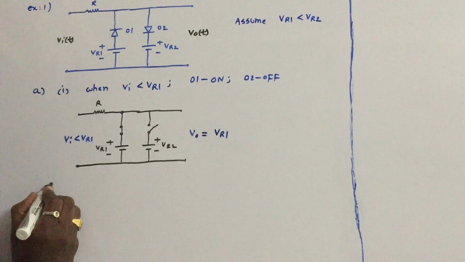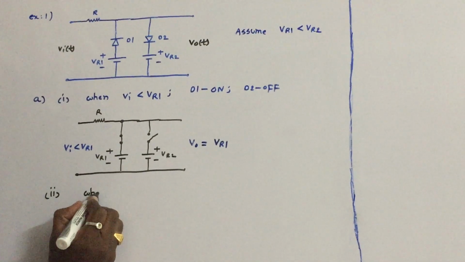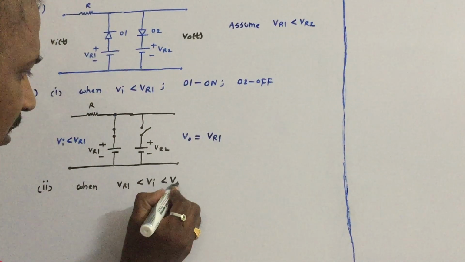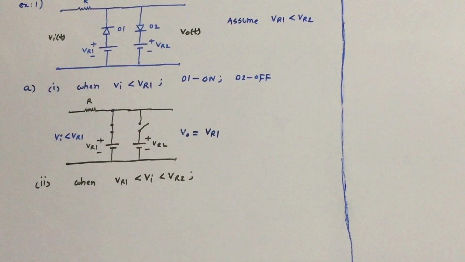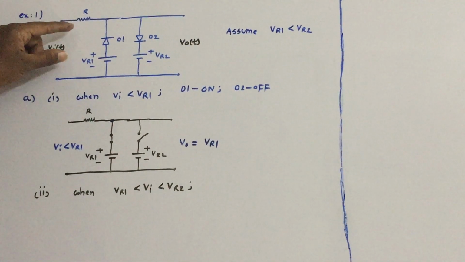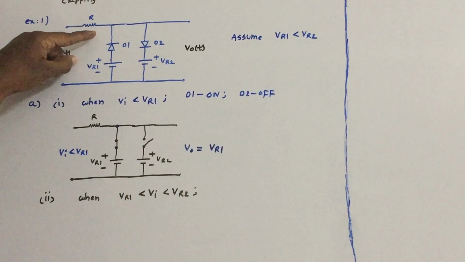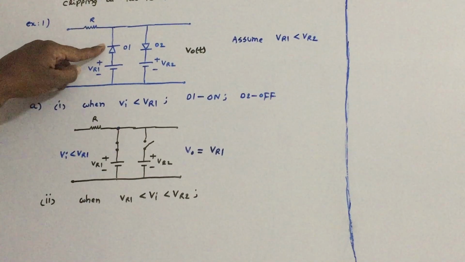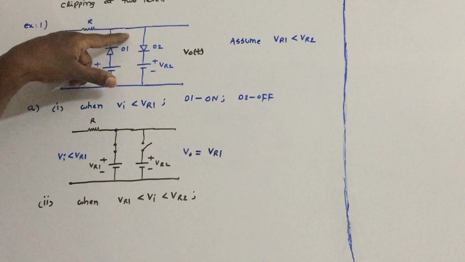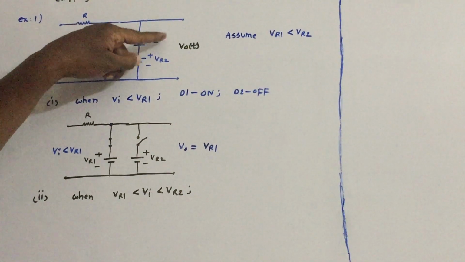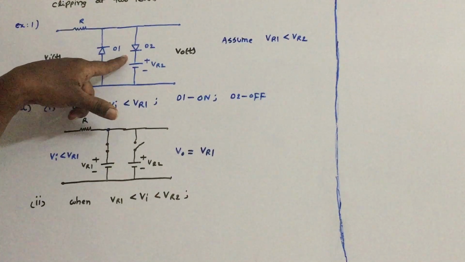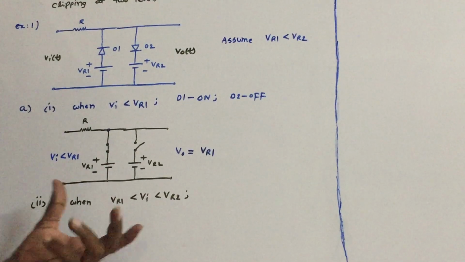So let us take case 2, very simple case. When the input voltage is in between VR1 and VR2, we have to divide into these cases. When the input voltage is greater than VR1, what happens? Diode D1 turns to off condition. Since the input voltage is less than VR2, this input voltage is not enough to make D2 into on condition. So D1 will be in off condition, D2 will be in off condition. That is what you have to understand under this case.